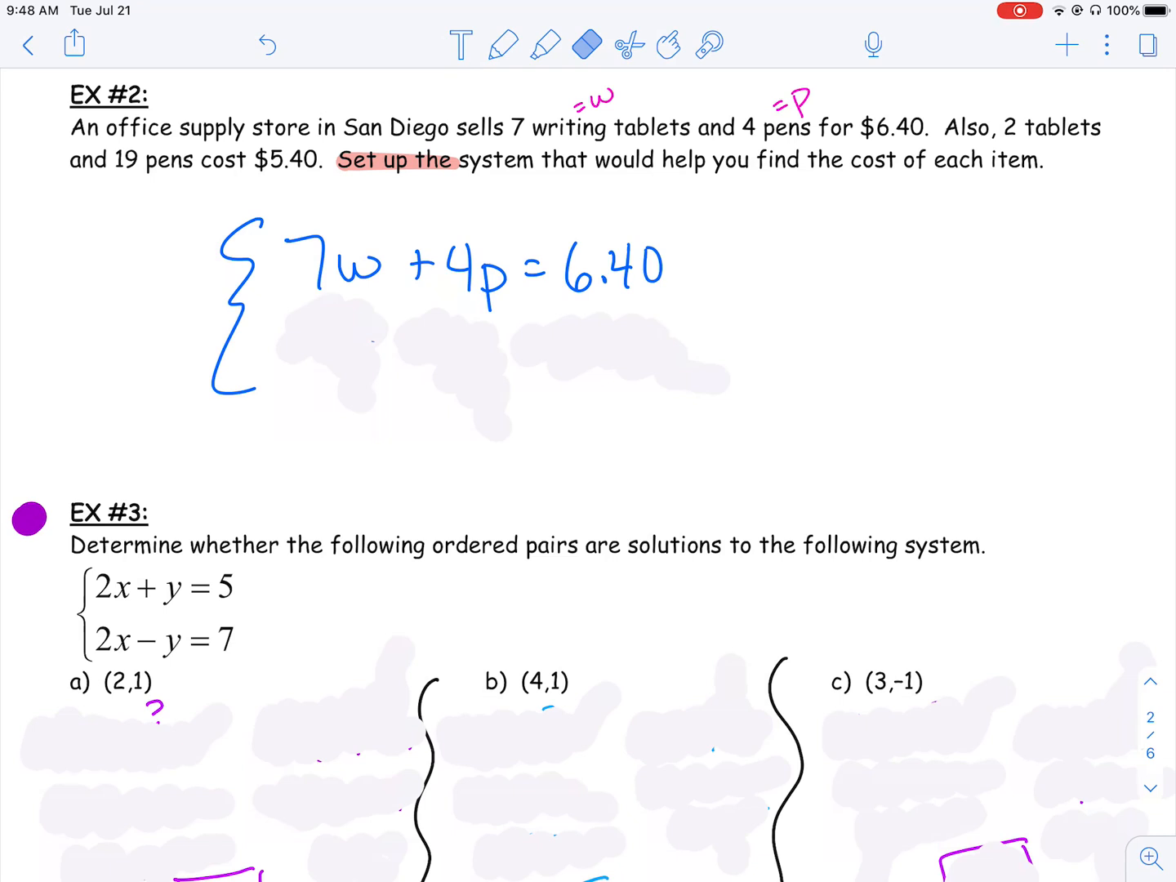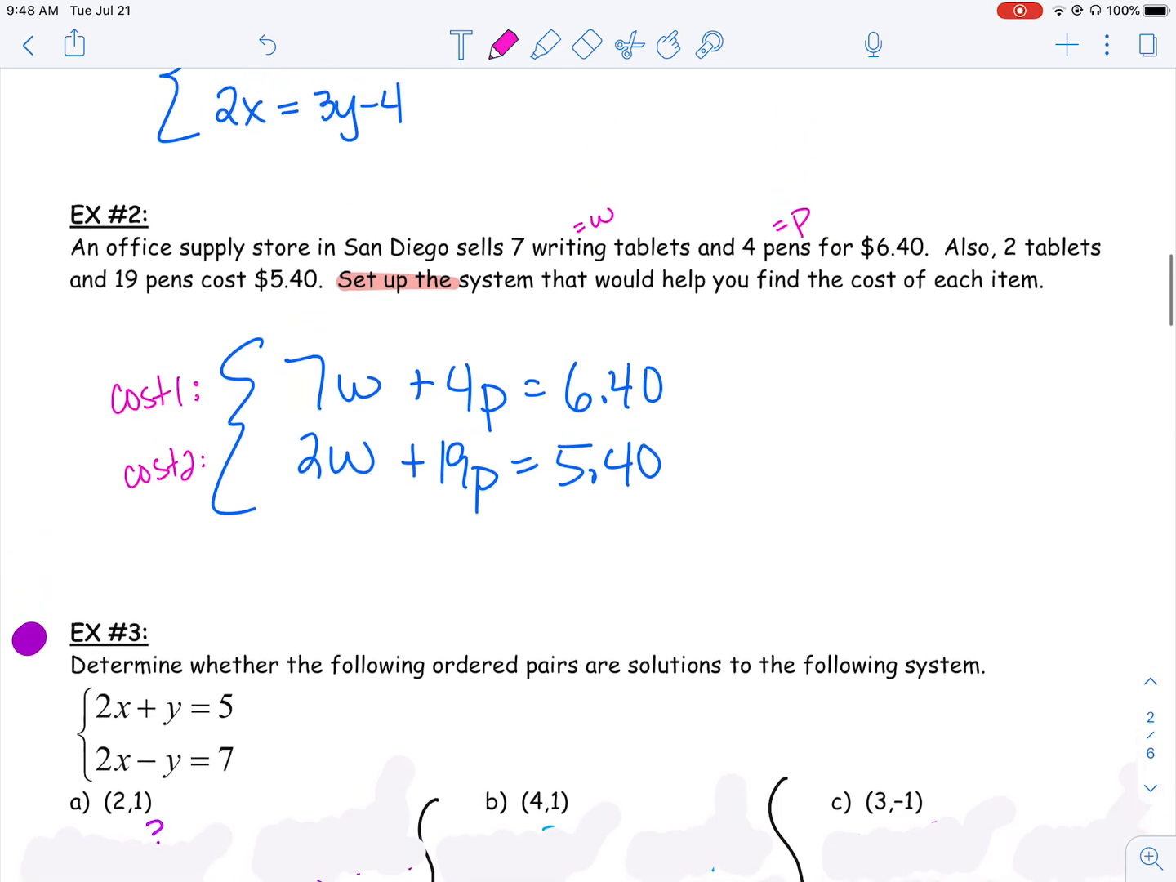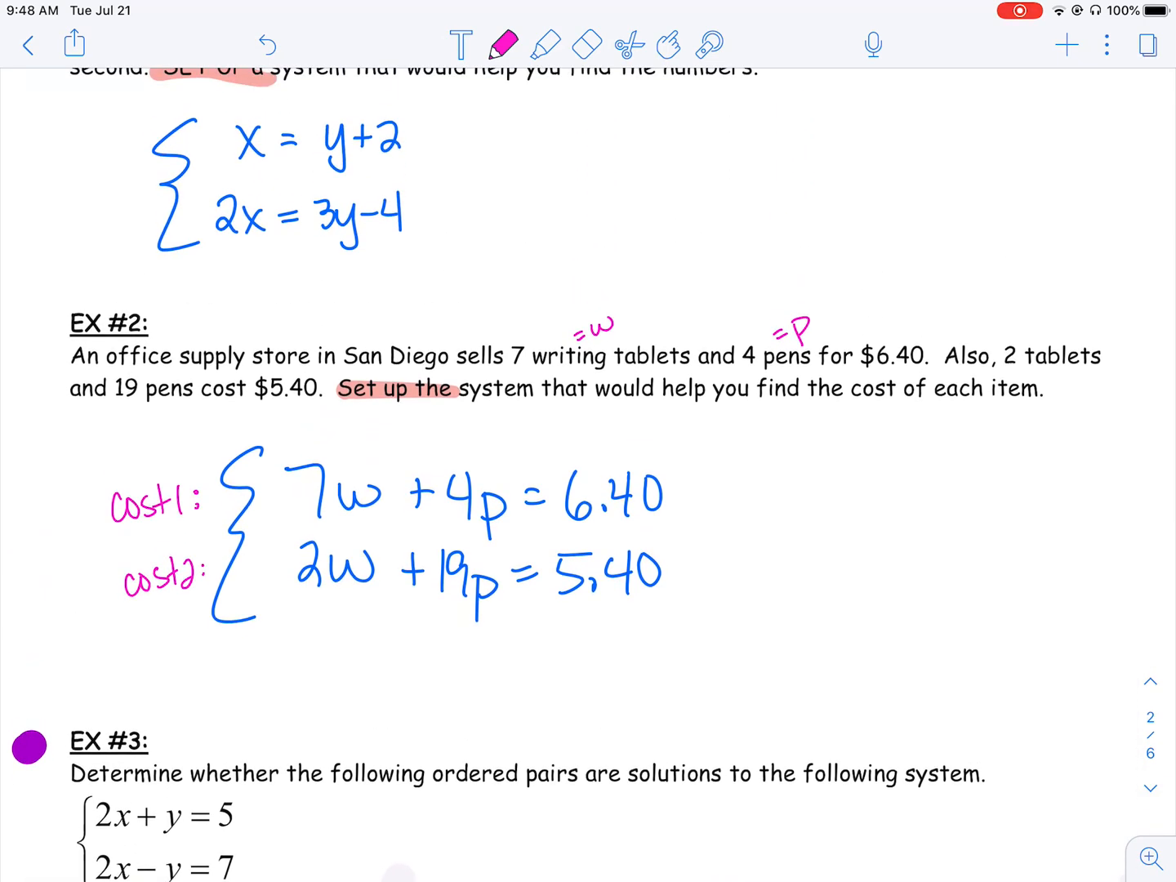Well, if you look at the next sentence, it says 2 tablets, 2w, and 19 pens, plus 19p, is a total of $5.40. So in this example, we're using the cost of the first situation and the cost of the second situation to write our two different equations, both with w's and p's, so that I could eventually solve and figure out what w equals, the cost of each writing tablet, and what p equals, the cost of each pen. It's really important that you know how to at least set them up. We'll talk about solving in a second, and then eventually we're going to put it all together, where we have to set it up and solve it all at the same time.